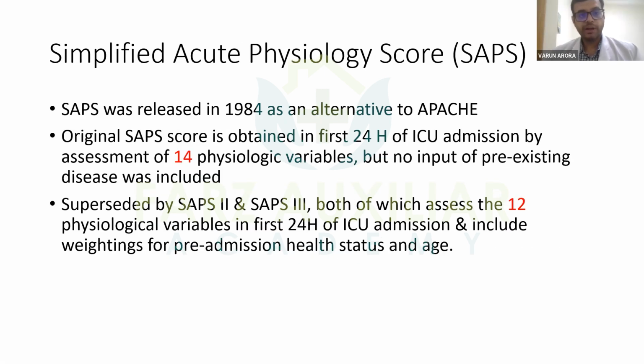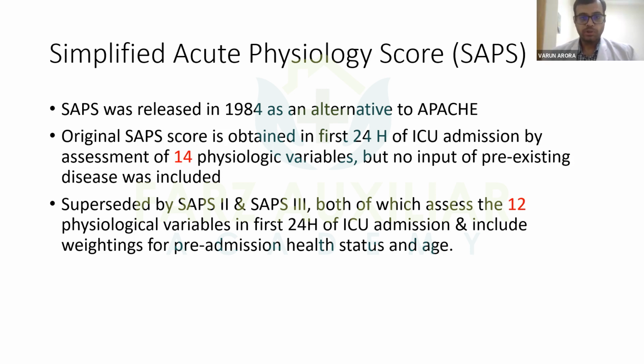The next is the simplified acute physiological score, that is the SAPS. It was released in 1984 as an alternative to the Apache score. The original SAP score is obtained in the first 24 hours of ICU admission by assessment of 14 physiological variables. This number of physiological variables is very important in all the scores because this is usually asked in the MCQ questions. In the original SAP score, there was no input of pre-existing disease.